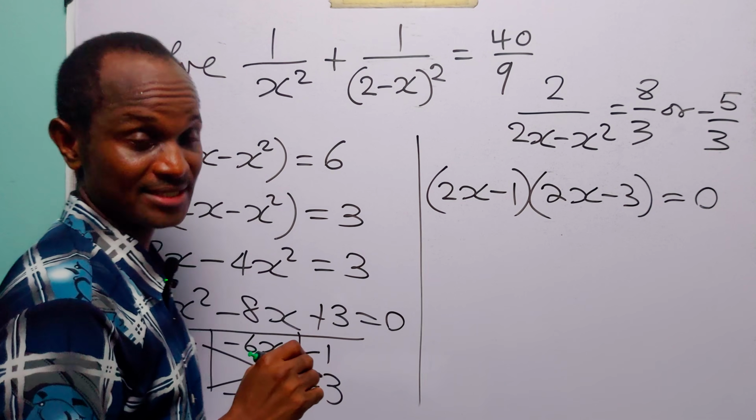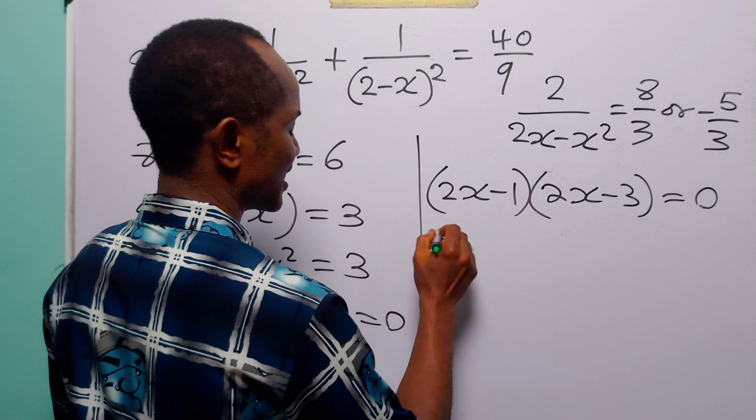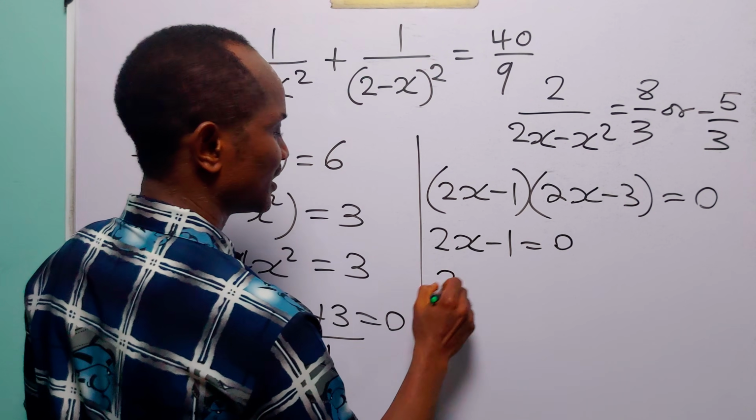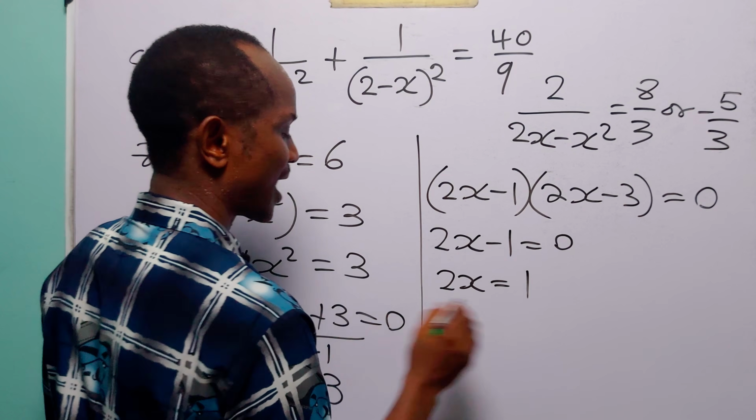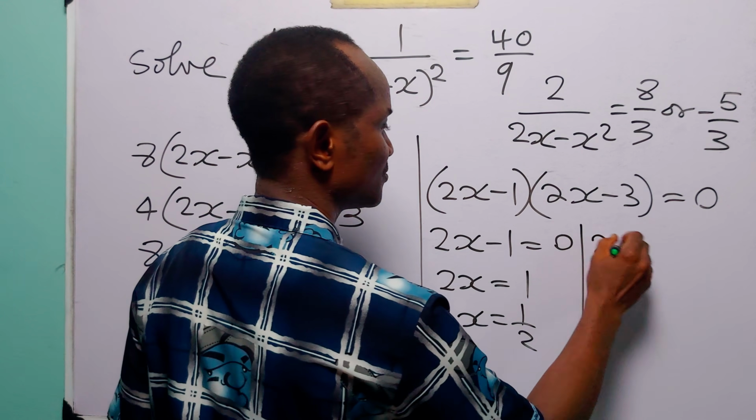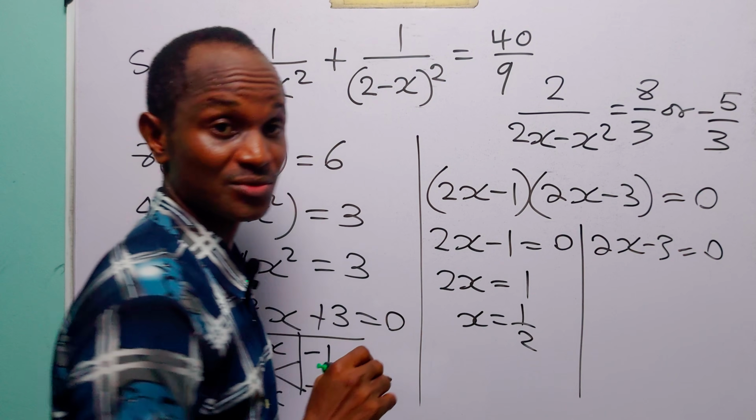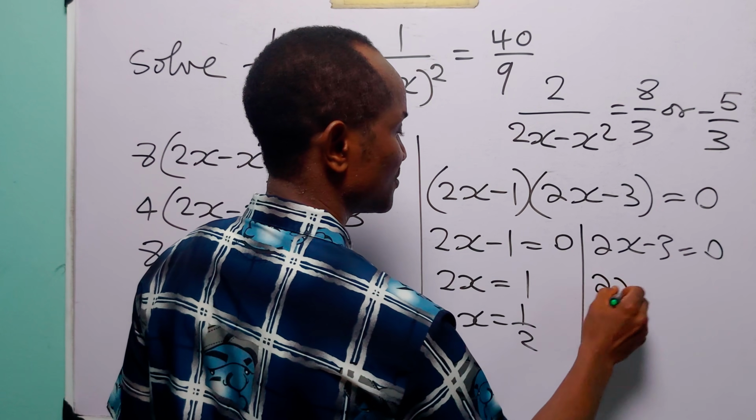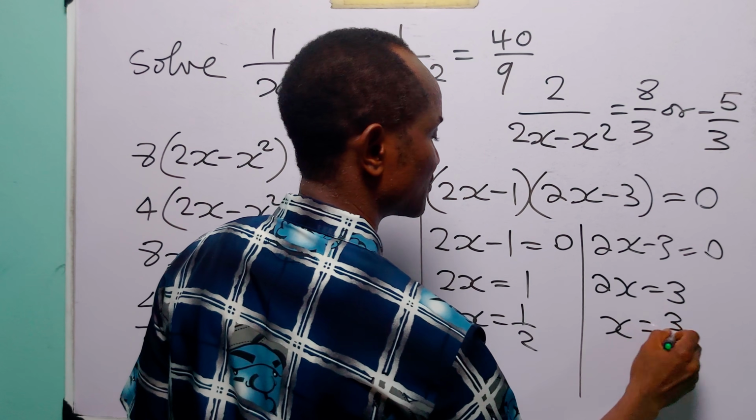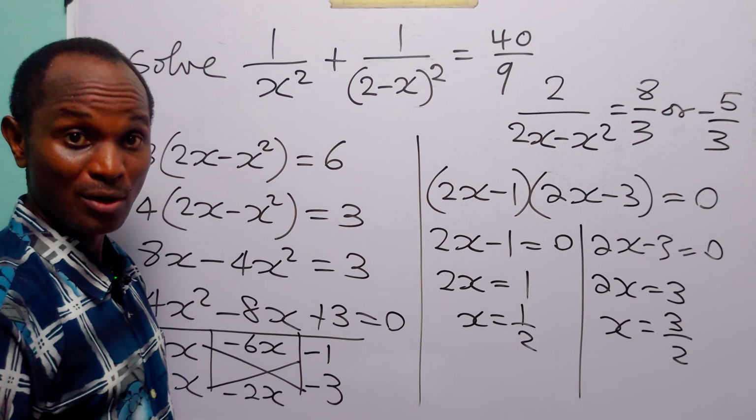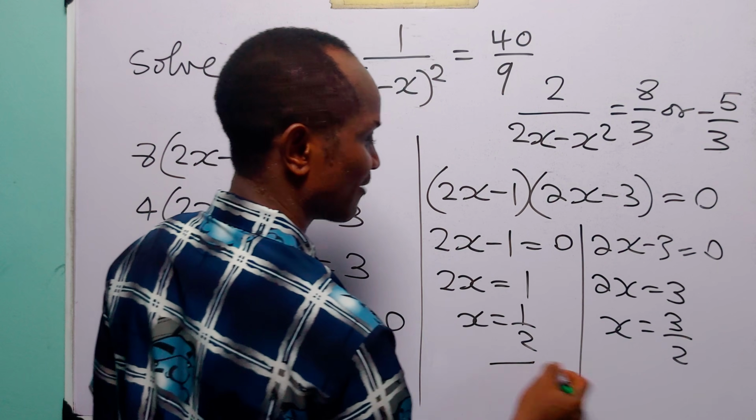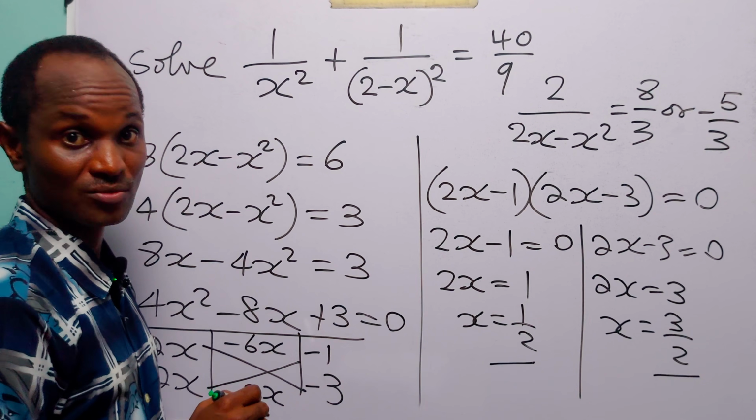is equal to 0. Once more, from here we have that either 2x minus 1 is equal to 0, from where 2x is equal to 1 and x is equal to half, or 2x minus 3 is equal to 0, from where 2x is equal to 3 and x is equal to 3 over 2. So we have found two values of x that satisfy this rational equation, half and 3 over 2, that is 1.5.